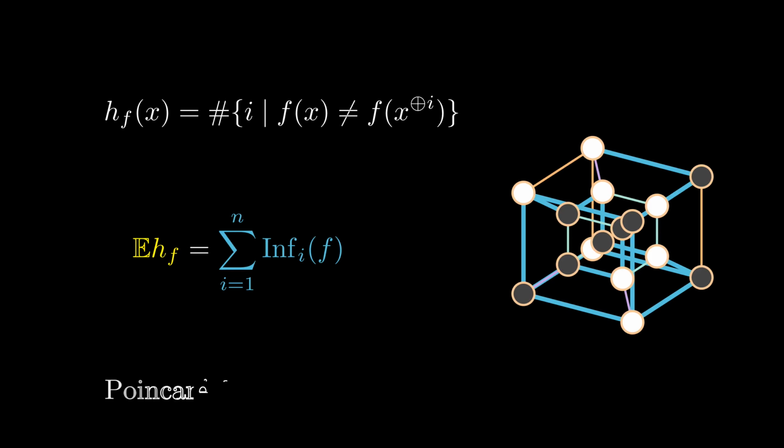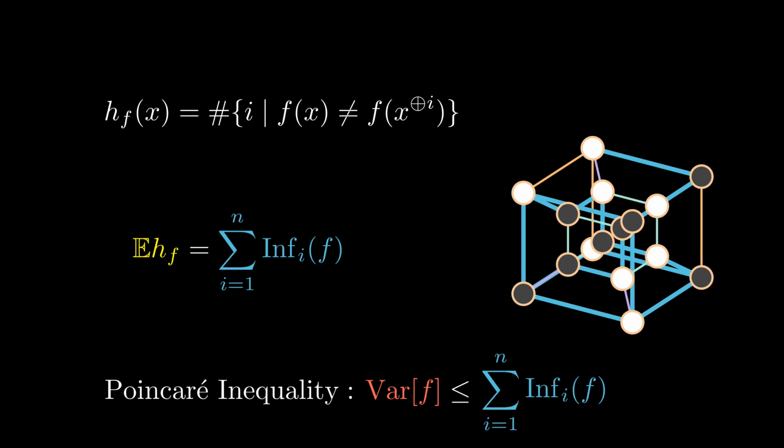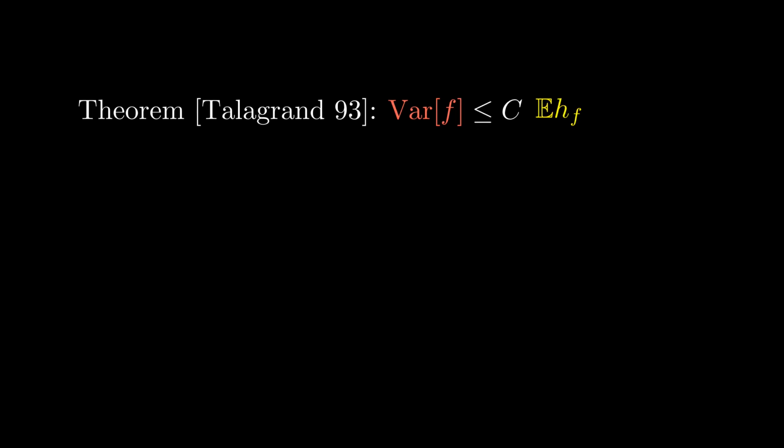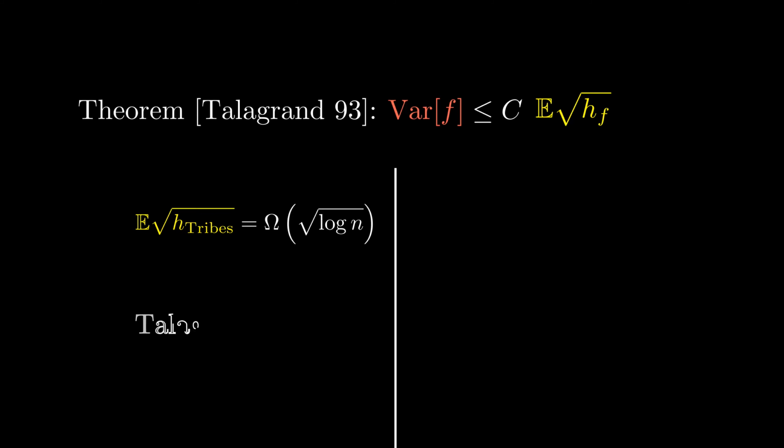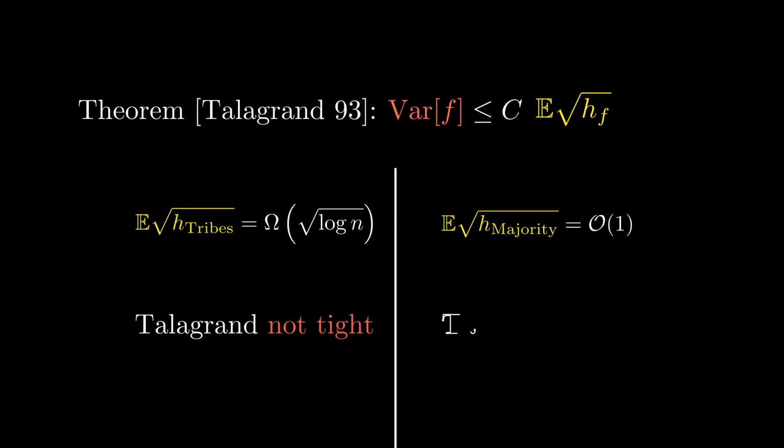Poincaré's inequality can then be written as: the variance of f is always smaller than the average sensitivity. Talagrand showed that this can be considerably strengthened by replacing the sensitivity on the right-hand side with the square root of the sensitivity. We can think of this quantity as another measure for the surface area of f, though I'm afraid I don't have a geometric intuition for it. Talagrand's inequality is tight for the majority function, but is not tight for tribes. In this sense, the surface area of Talagrand and the surface area of KKL are incomparable.